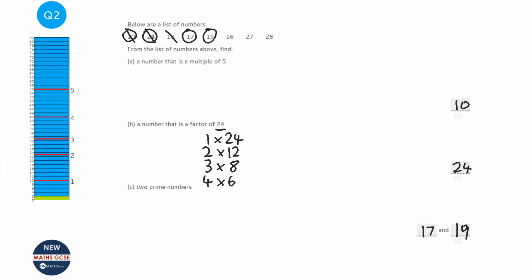So 16 is 2 and 8, so that's not a prime number. And any even number apart from 2 is not going to be a prime number. 2 is the only even prime number. 27 looks like it might be, but actually 3 times 9 is 27, so it's definitely not. And 28 is another even number. So it looks like we found the 2 prime numbers.